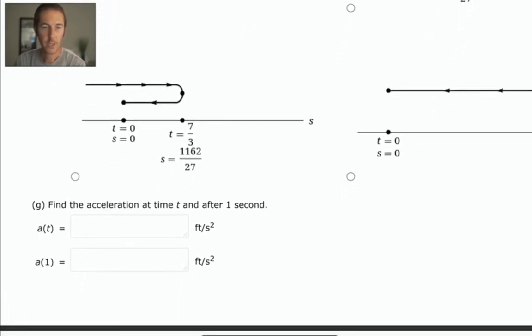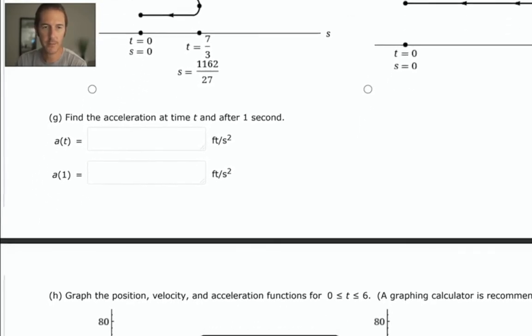Find the acceleration at time t. Your acceleration equation is the derivative of your velocity equation. So you just have to calculate another derivative there and then plug in a t value of 1.